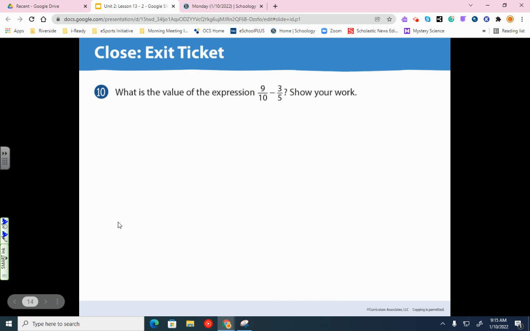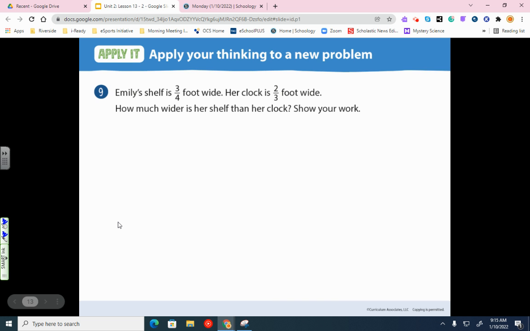Let's go on to the next one. So Emily's shelf is 3/4 foot wide. Her clock is 2/3 foot wide. How much wider is her shelf than her clock? So when we're trying to find the difference between two different numbers, that's subtraction. And this is a subtraction lesson, so that makes sense. But if you were just given the question cold, as in if you weren't sure which it was, you'd have to look for keywords to let you know what to do.